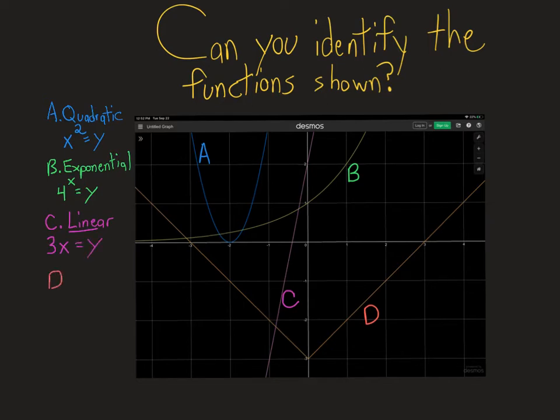And last but not least, D. We've got a giant V shape, which tells us that's an absolute value function. And you get that anytime your x is inside the absolute value symbols.